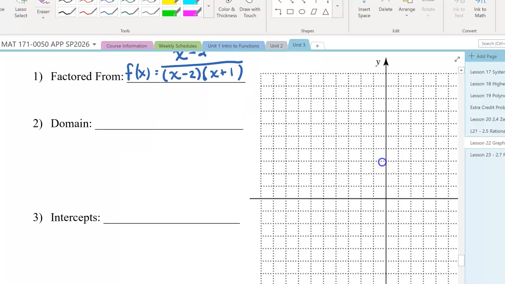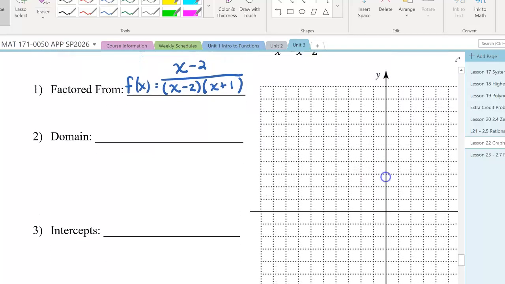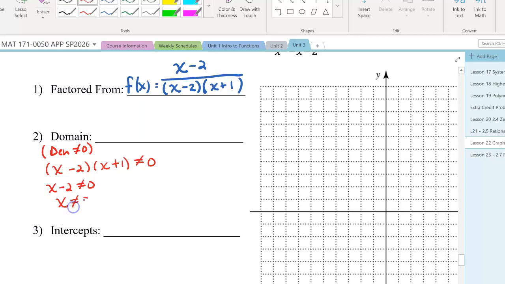All right, so now I'm going to find the domain. Remember, to find the domain, you're going to set the denominator not equal to 0. So I'm going to have x minus 2 times x plus 1 does not equal 0. So x minus 2 cannot equal 0, so x cannot equal 2. x plus 1 cannot equal 0, so x cannot equal negative 1.